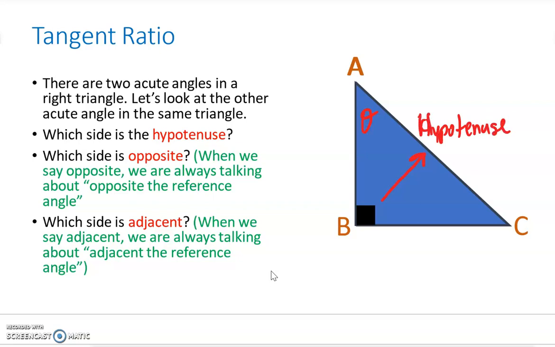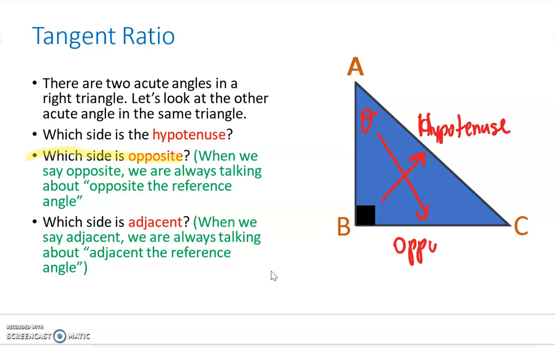And that's supposed to be an H. And the next question says, which side is the opposite? When we say opposite, we're talking about opposite the angle that we're talking about. So we're talking about this angle theta right here at this time. So what side is opposite to angle theta? Hopefully you said side BC. You would be correct. Opposite means across the triangle.